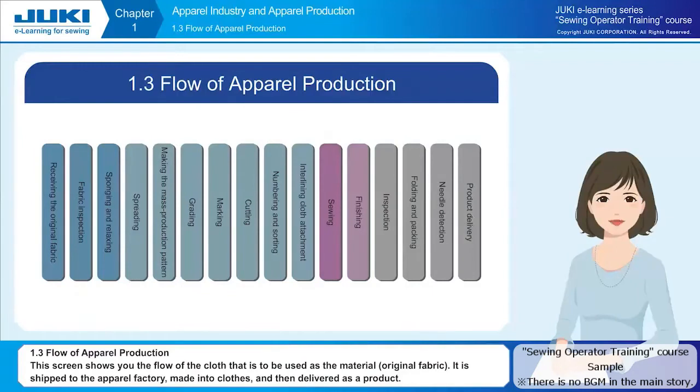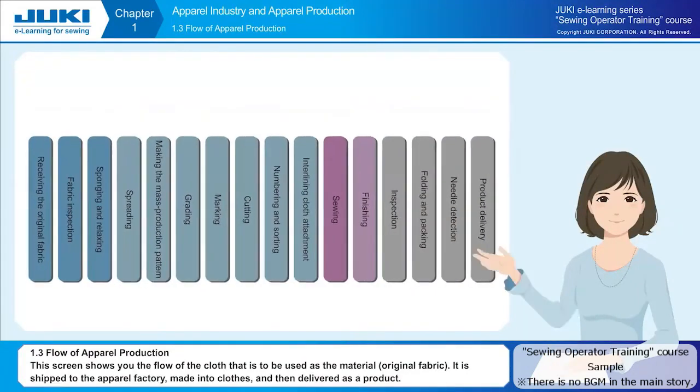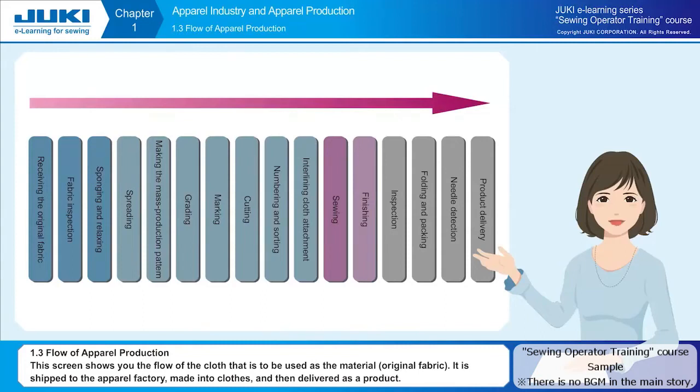Chapter 1:3 Flow of Apparel Production. This screen shows you the flow of the cloth that is to be used as the material, original fabric. It is shipped to the apparel factory, made into clothes, and then delivered as a product.